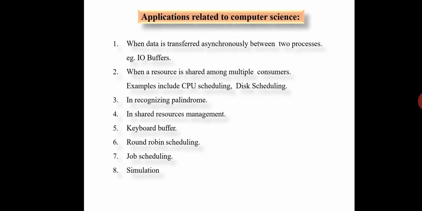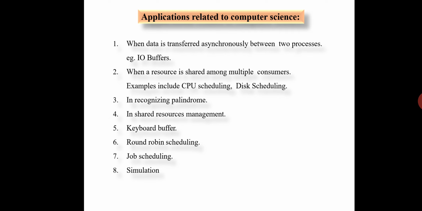Then come to the applications related to computer science. When data is transferred asynchronously between two processes, input-output buffer, when the resource is shared among multiple customers. Example, CPU scheduling and disk scheduling. CPU scheduling means first come first serve. Disk scheduling also is first come first serve. See, whichever data or process comes first will be allocated first. That is only the queue mechanism, first in first out.